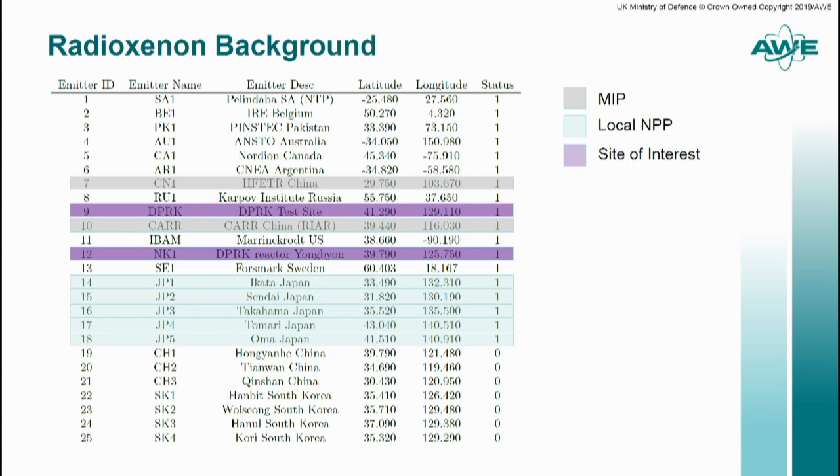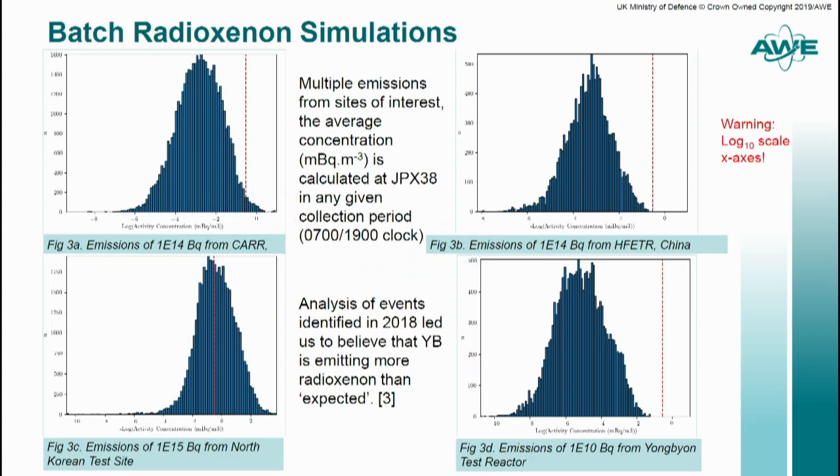So these are the sites that we're particularly interested in with regards to JPX-38. The local emitters, we've looked past for this study, so I'll just show you the results for the medical isotope production facilities and sites of interest for us. So this is if we run multiple emissions from all of these sites of interest and then look at the average concentration that we get at JPX-38 for any given collection period.